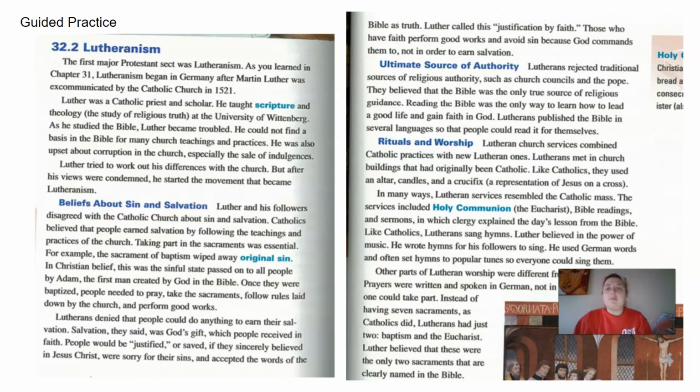Basically, one of the big things Luther found was that the Catholic Church said there were 7 sacraments, 7 rituals that people needed to perform to be saved, and Luther could only find 2 of them in the Bible. Yeah, he could only find 2 of them in the Bible, so he's like, that's not what we're going to do. Luther and his followers disagreed with the church about sin and salvation.